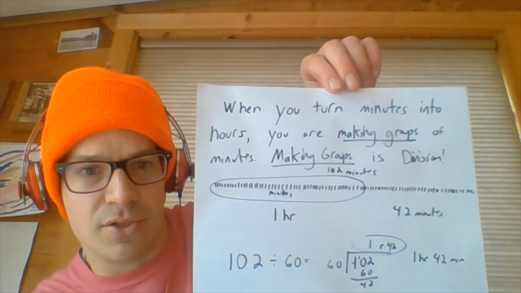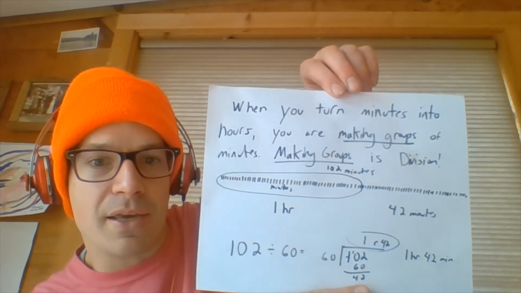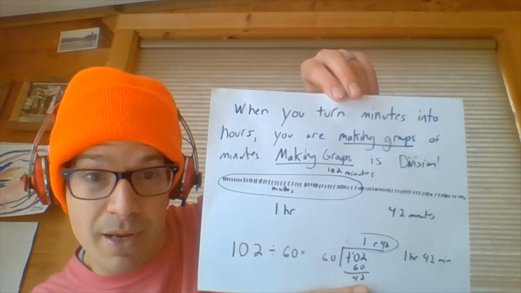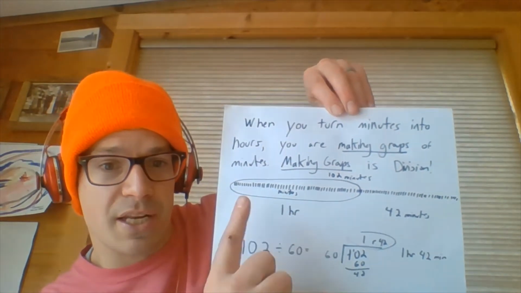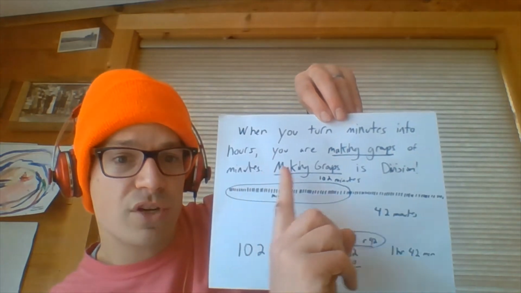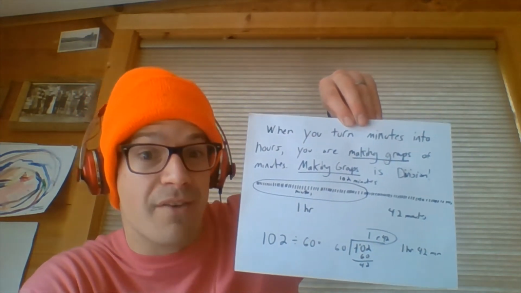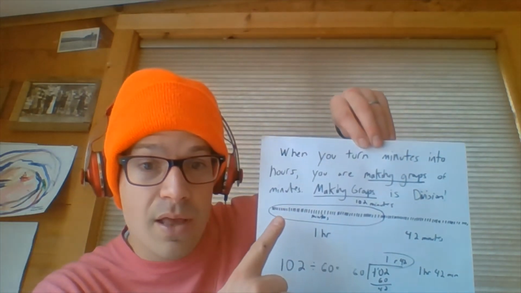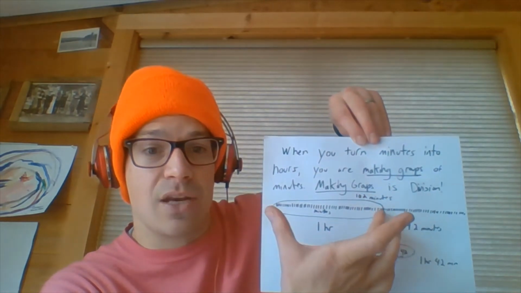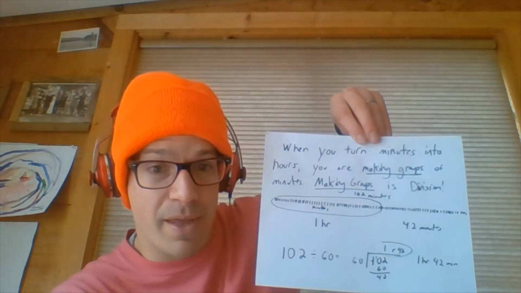You can pause it if you need to, but basically I've written this up. It says, when you turn minutes into hours, you're making groups, because an hour is bigger than a minute. So when you make groups, that's division. What I've illustrated here is taking 102 minutes, lots of minutes, and I'm making it into groups of 60. So even though I'm making it into a bigger unit, an hour, it's actually a division problem because I'm making it into a group. So there's my 60 minutes broken into 1 hour, but you'll see I can't fit all of my minutes into an hour.